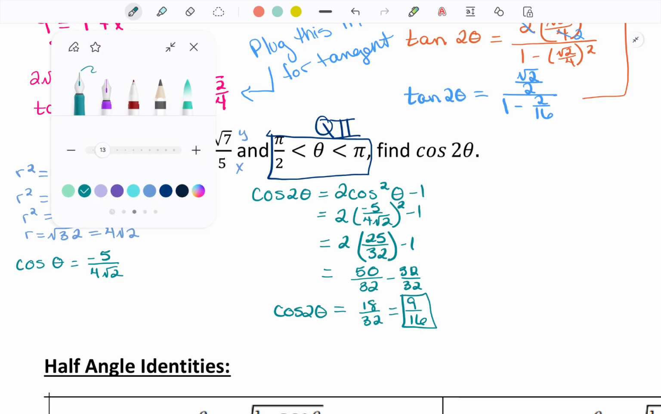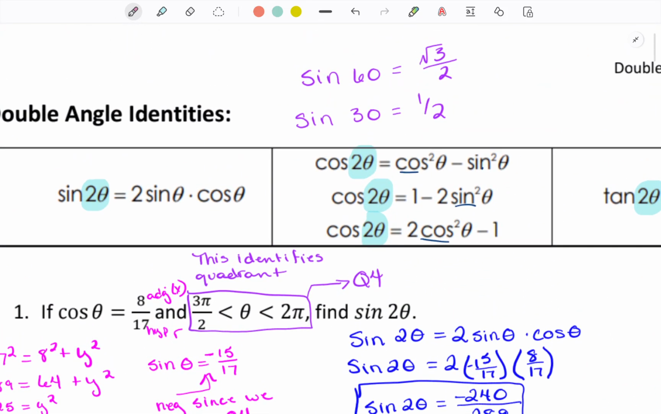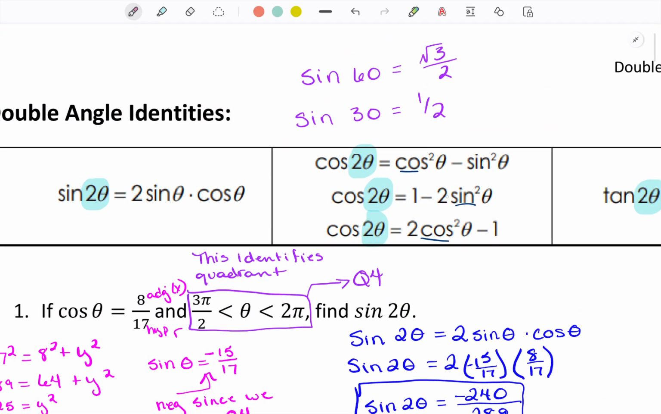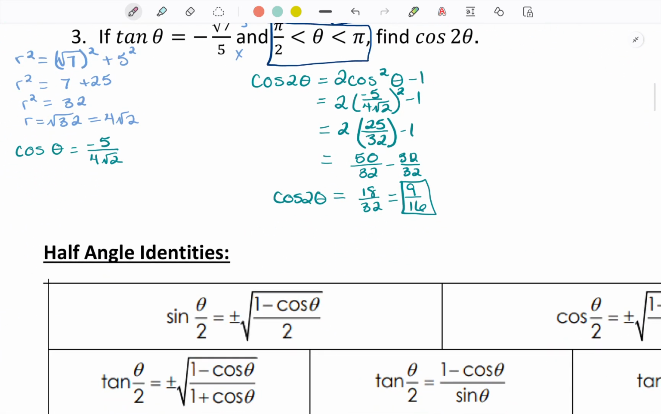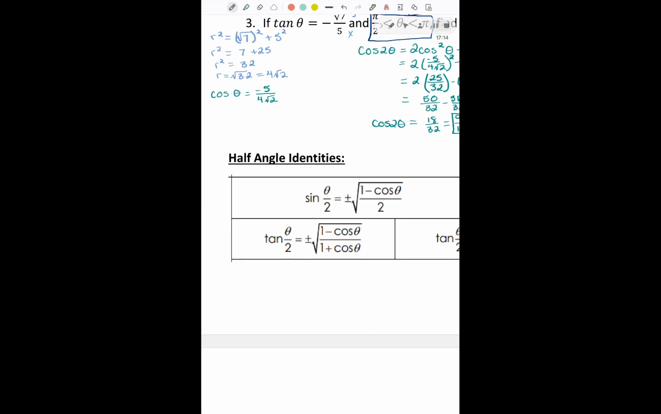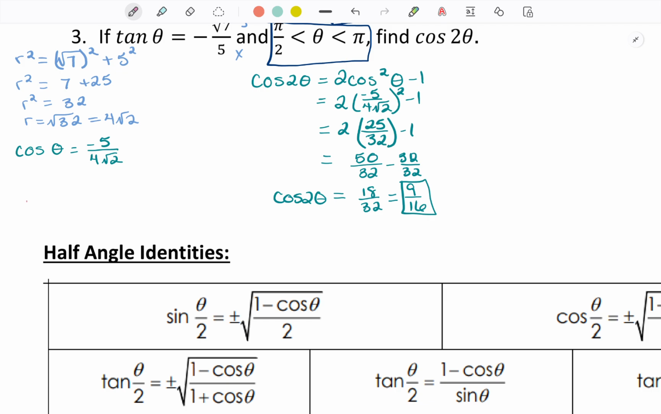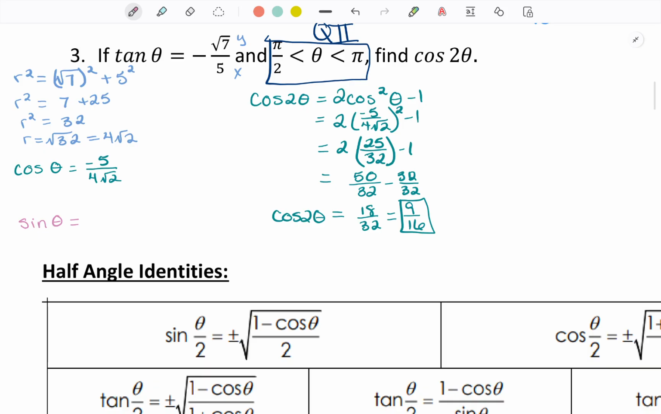Now we also have that other identity, which uses sine. So that's the one that I would use. So we've got 1 minus 2 sine squared theta. And so I'm going to go ahead and show you how to use that one really quick as well. So our sine theta is going to be the square root of 7 over 4 square roots of 2. And in this case, it will be positive.